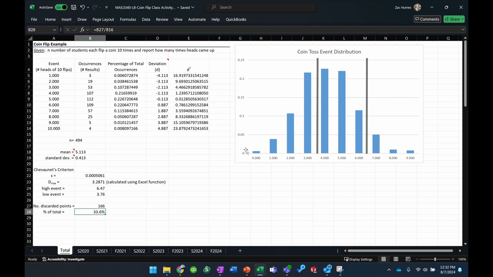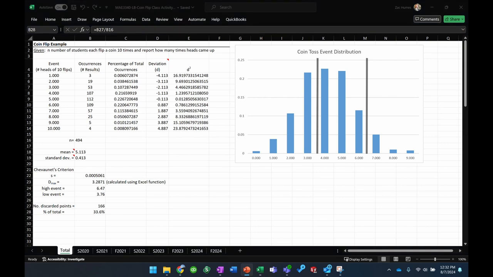The other thing that I want to point out here is look at this, how close it looks like a Gaussian distribution. So how can we improve this experiment? How could we make this experiment be more closely represented by a Gaussian distribution, which may influence the outliers that we are predicting using Chauvenet's?